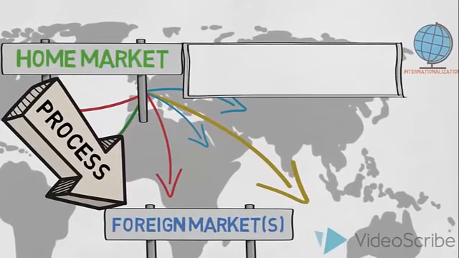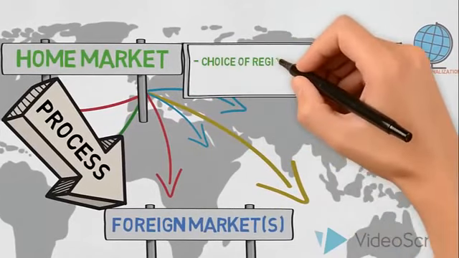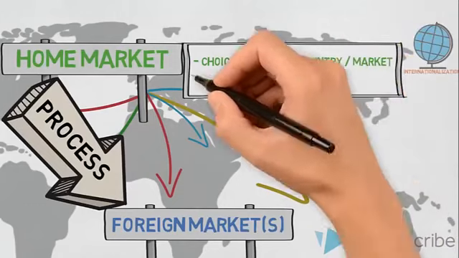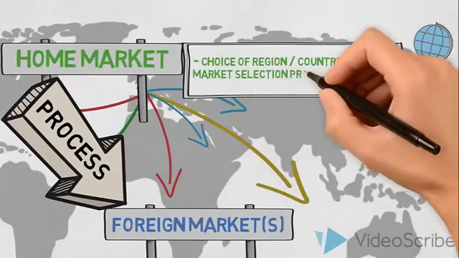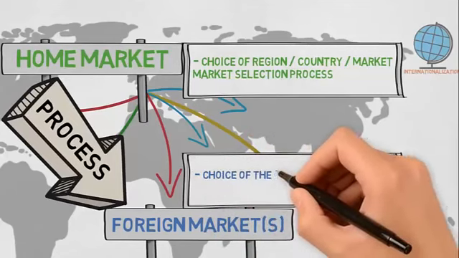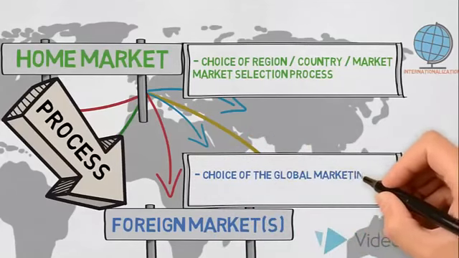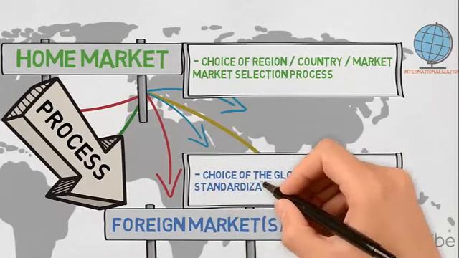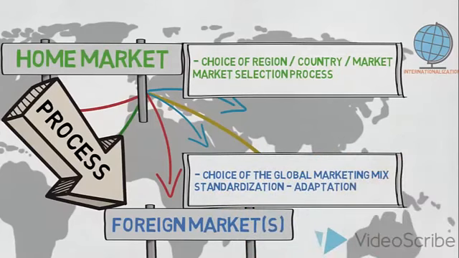The internationalization process starts with the choice of which foreign markets to target. We call this the market selection process. Ultimately, we will define our marketing mix, the 4 or the 7 Ps, for the foreign market. The marketing mix we use on the foreign markets may vary to the one we use on the home market. We would address issues regarding standardization and/or adaptation of the marketing mix.